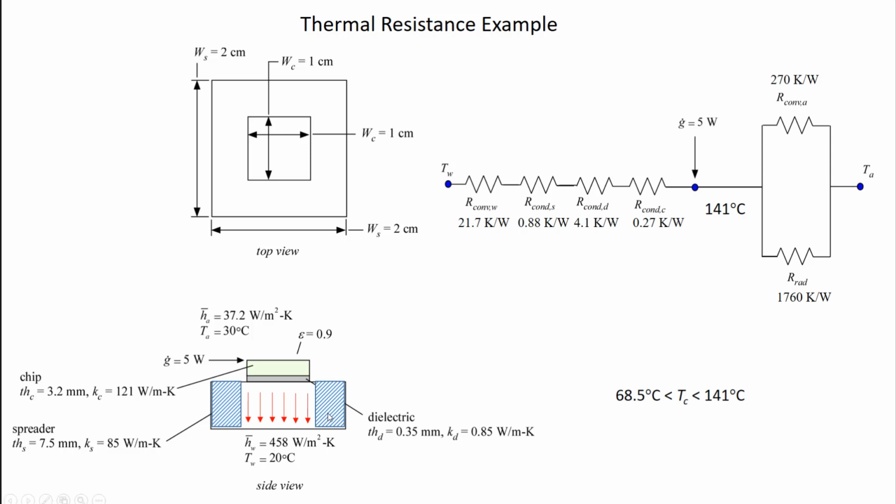I could actually do a little better than that by figuring out approximately how much resistance is associated with spreading, right? So what is that thermal resistance? If I compare that value to some of the other values, I can decide, am I closer to 68.5 or would I be closer to 141 degrees Celsius, right? So that's sort of one step farther that you can go.